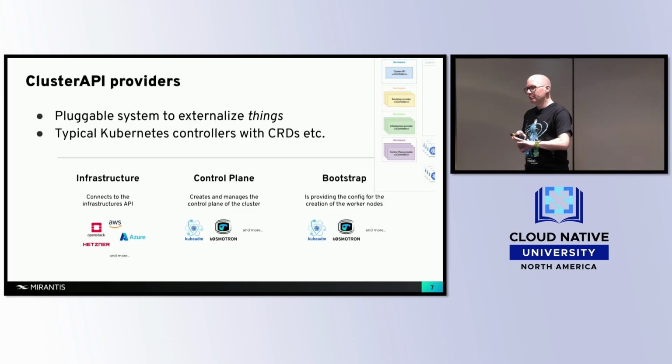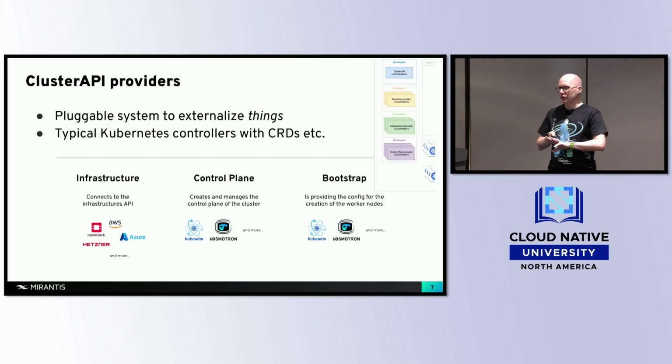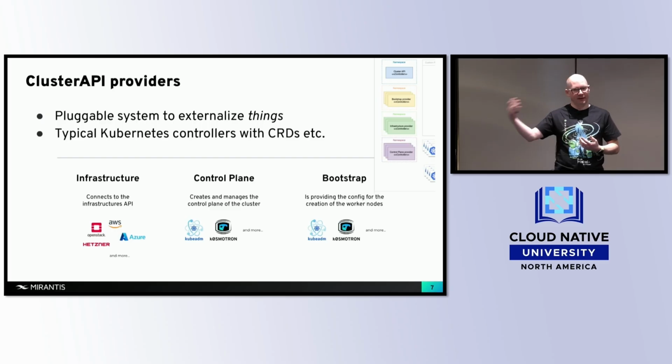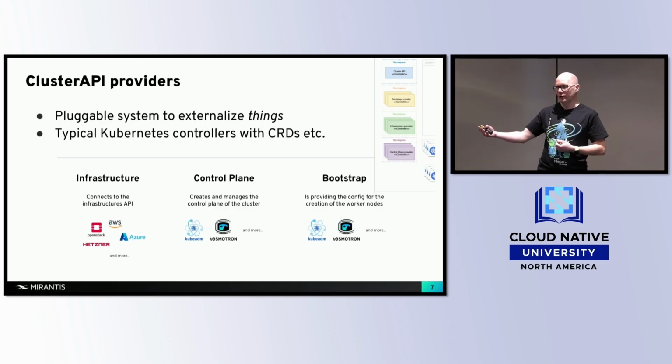There are three main types of providers. Infrastructure provider, well, as the name implies, is responsible for talking to the specific infrastructure which you are using: OpenStack, Amazon, Google, bare metal even.